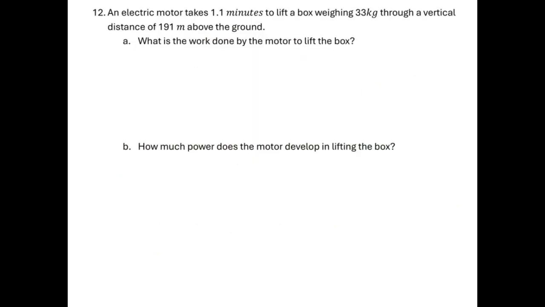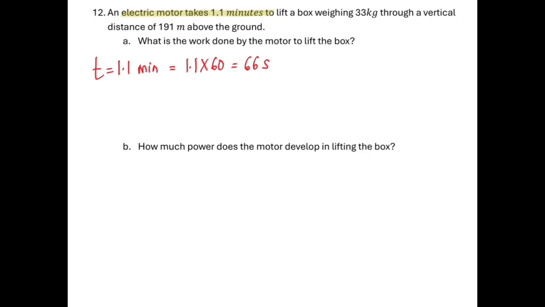Let's solve another problem. An electric motor takes 1.1 minutes. That means the time is given to us as 1.1 minutes, which we need to convert to seconds. So we'll multiply by 60. That will give us 66 seconds.